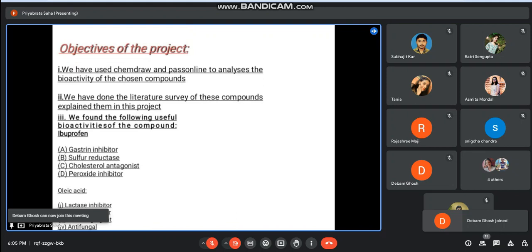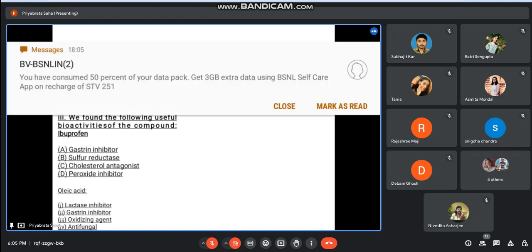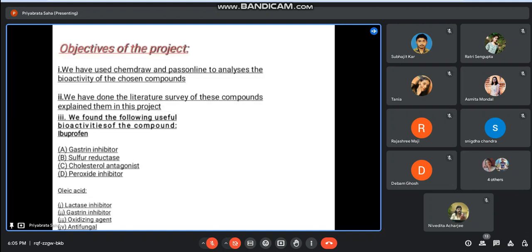Next, objectives of the project. First, we have used ChemDraw and PASS Online to analyze the bioactivity of the chosen compound. Second, we have done the literature survey of this compound and explained them in this project.